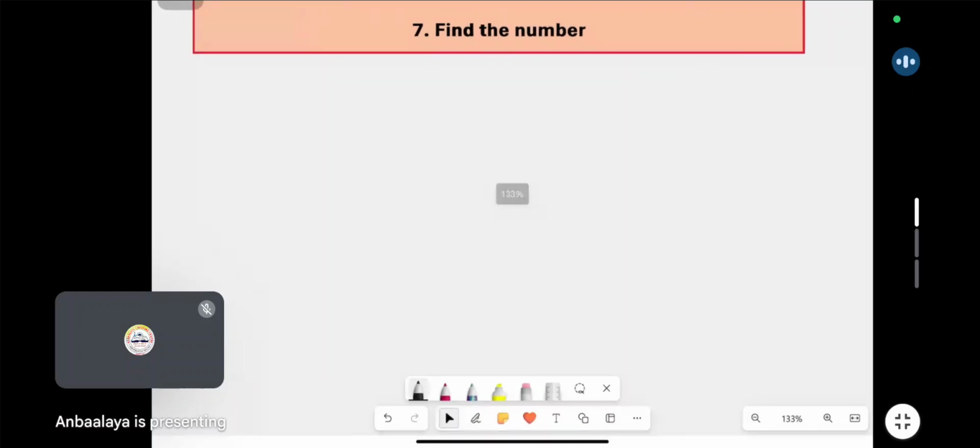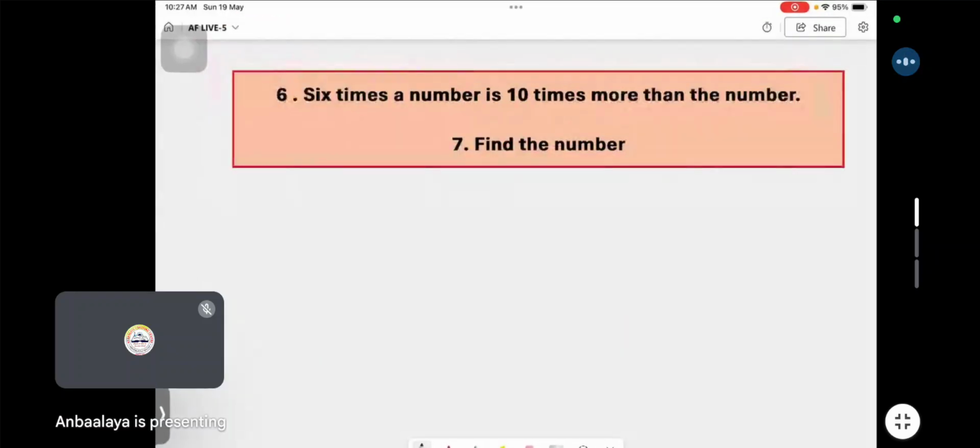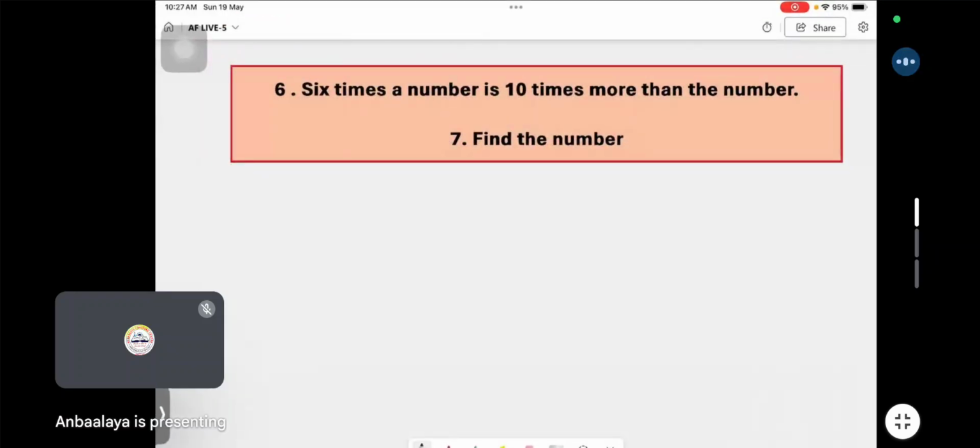Okay, look at the next one. So we have two questions here. 6 times the number is 10 times more than the number. This is not 10 times, the question is wrong here. It should be: 6 times the number is 10 more than the number. And the next question is: find the number.